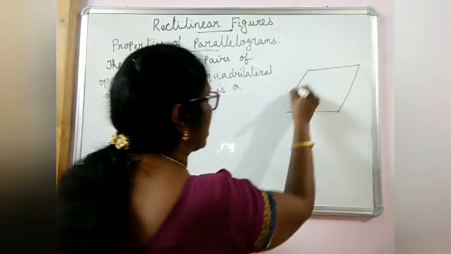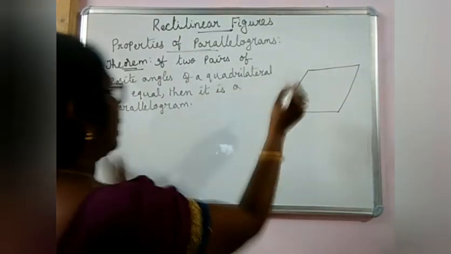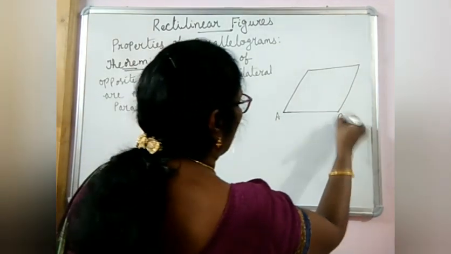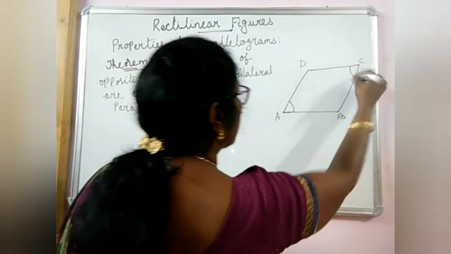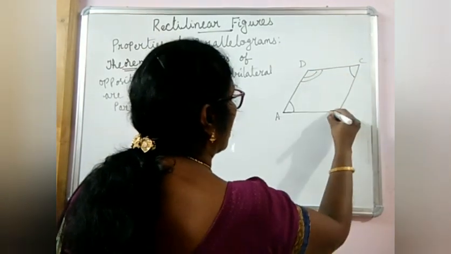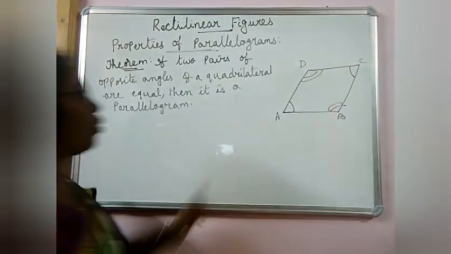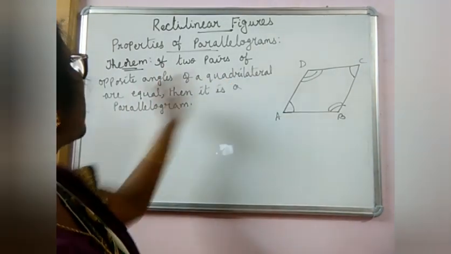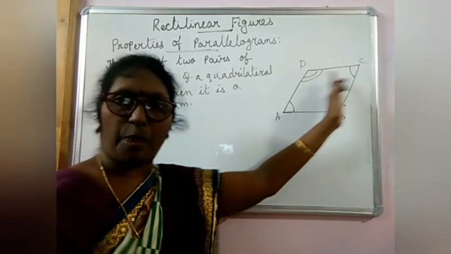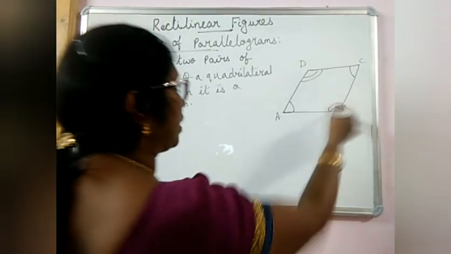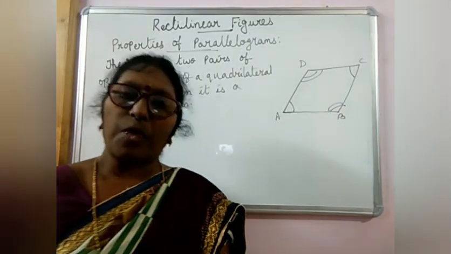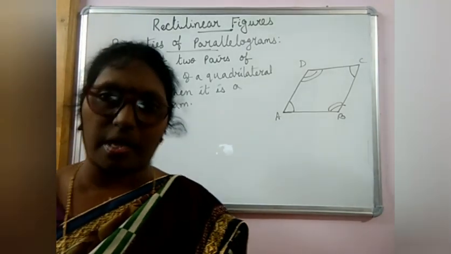We don't know whether it is a parallelogram or not. It is a quadrilateral. Let me name this as ABCD. Angle A is equal to angle C. Angle B is equal to angle D. If both the pairs of opposite angles of a quadrilateral are equal, we have to prove that it is a parallelogram. Okay? How to prove it?